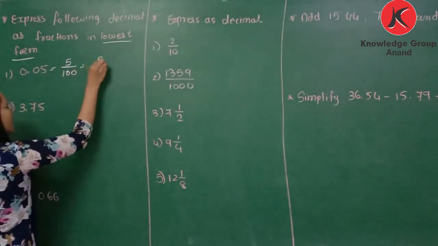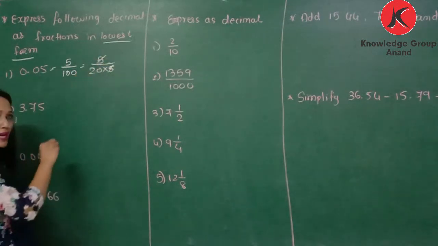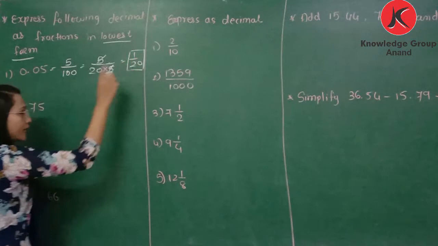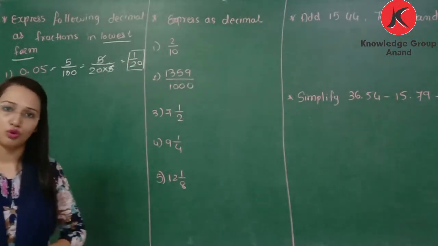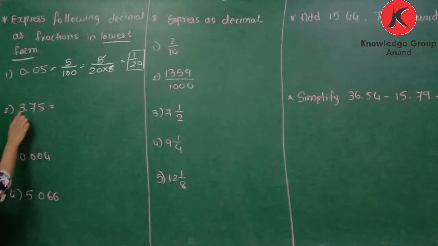If we factorize, we have 20 times 5 is 100. 5 will be cancelled out. So 1/20. Now we cannot cut any common factor in 1/20, so 1/20 is the lowest form. Clear? Now let's take the next example.